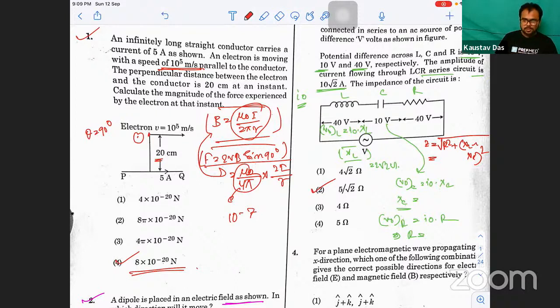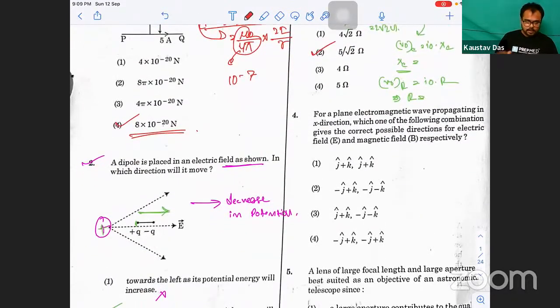Though the question is pretty lengthy, you need a little bit of time. If you are very fast in calculations, you can do it within 1 minute, or else it may take more than 1 minute for the calculation purpose. Now let us come to question number 4. Let's see what we have in question number 4.